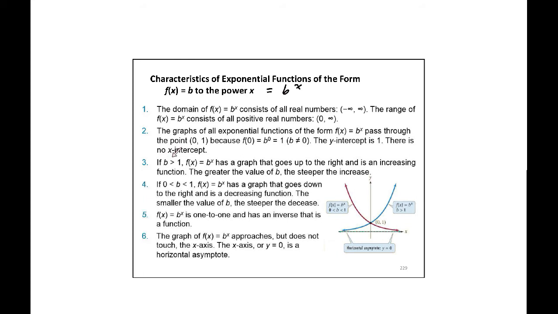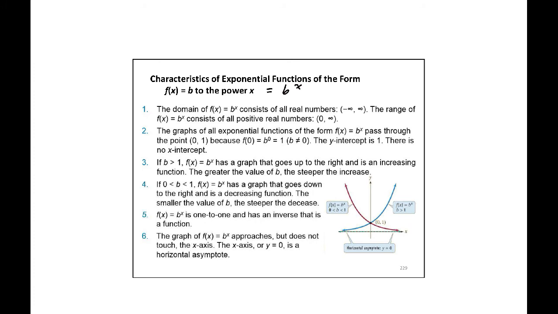If b is greater than 1, if our base is greater than 1, f(x) = b^x has a graph that goes up to the right and is increasing on its entire domain. The greater the value of b, the steeper the increase. If our base b is between 0 and 1, not including 0 or 1, then f(x) = b^x has a graph that goes down to the right, and it's a decreasing function. The smaller the value of b, the steeper the decrease.